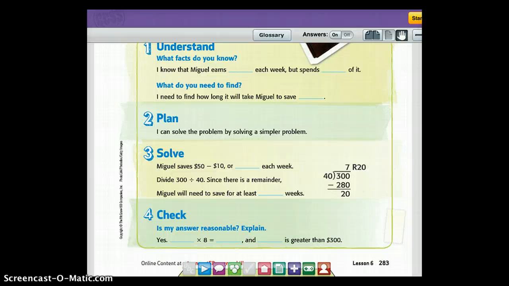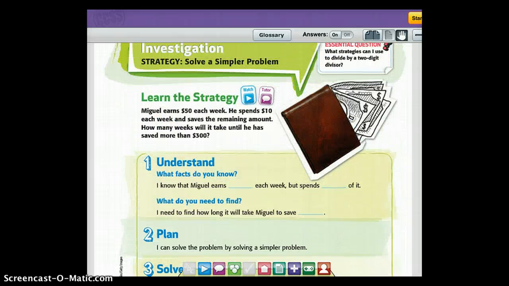If you still need some practice with problem solving, I would click on your online thing, this pink purplish bubble that's the tutor button, and it'll walk you through some more problem solving problems.